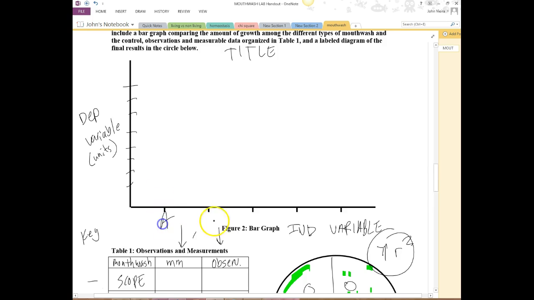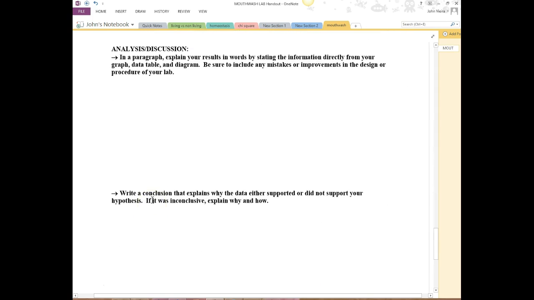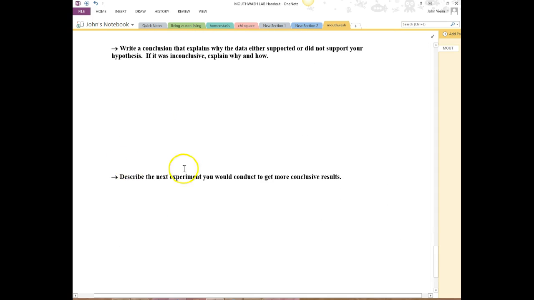You're going to put your A, your B, your C, your D, and you're going to put a key right here that tells me what A is, what B is, what C is, what D is. I don't know what the dependent variable is, so I have no idea. You have to have the units, and then put it to scale. And then when you're all done with that, you're going to answer these 3 analysis questions.